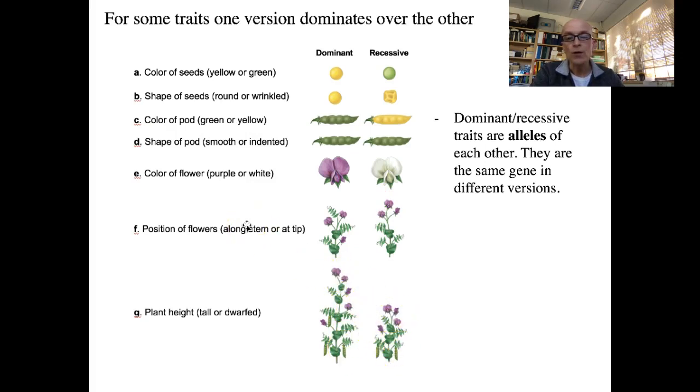For the most part today, we are just going to use this one particular trait that he looked at, and a little bit also the seed shape. So he picked traits, and that's really important, that were clearly either dominant or recessive. Not all genes are that way, but he worked with those types of genes.